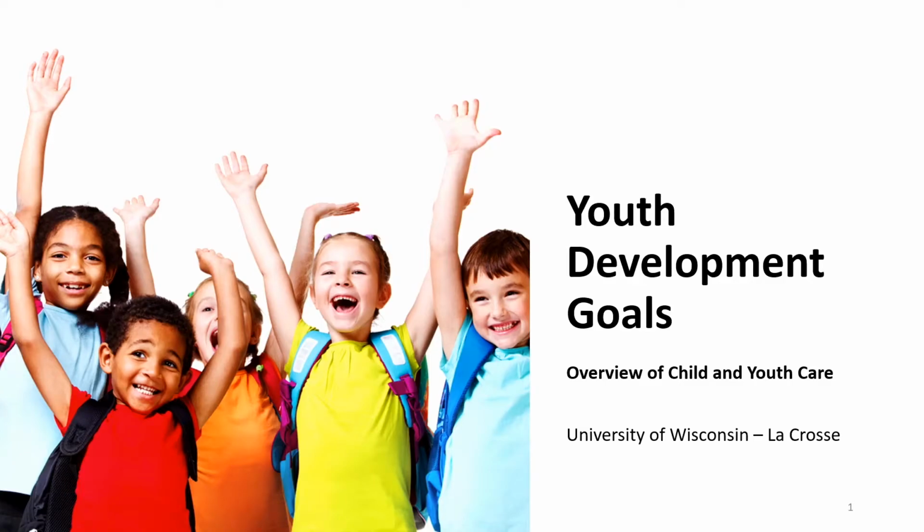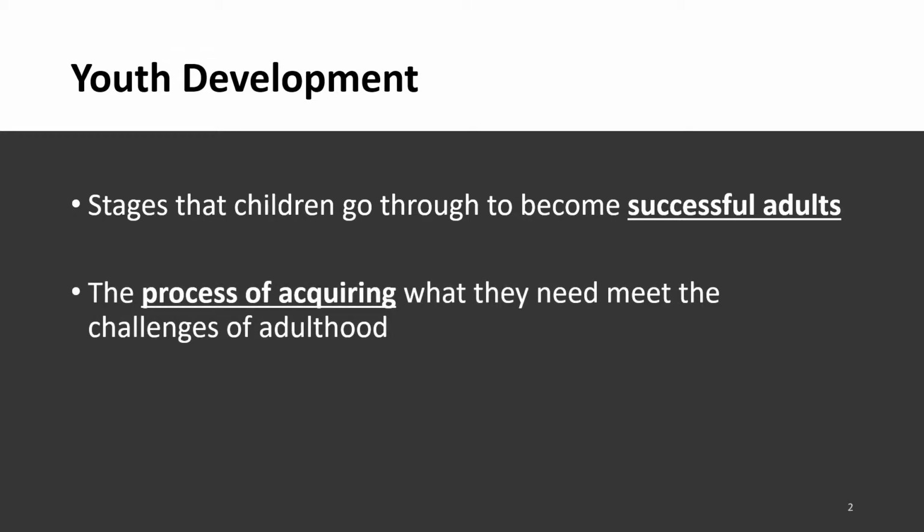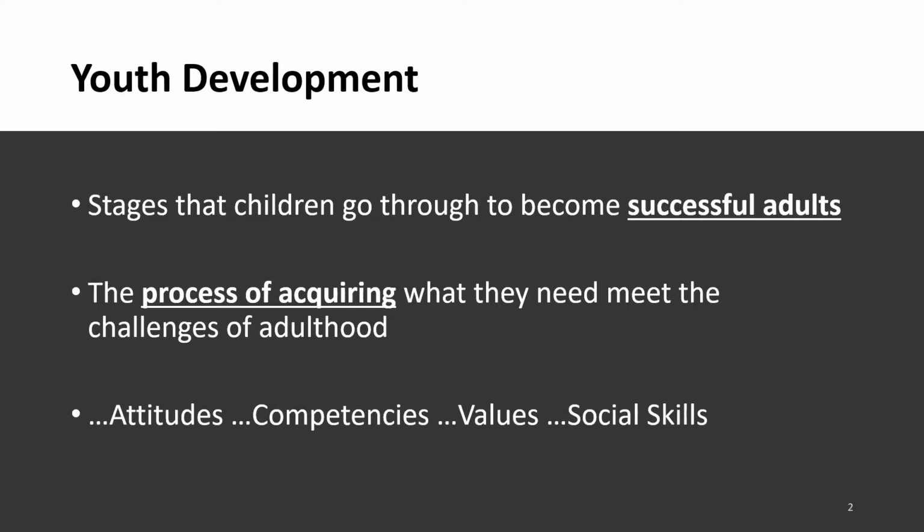What shapes youth development? Well, to answer this question, let's first talk about what youth development is. Broadly, we can think about youth development as the stages that children go through to become successful adults, what you might think of as well-adjusted adults. Youth development is the process of acquiring the skills they need to approach adulthood and to thrive in adulthood. These skills could be the attitudes, competencies, values, or social skills that they pick up along the way from a baby to an adult.